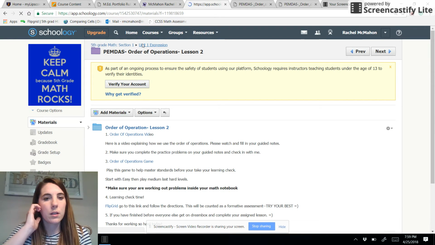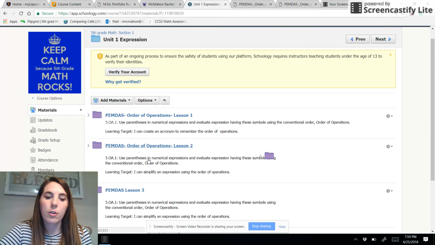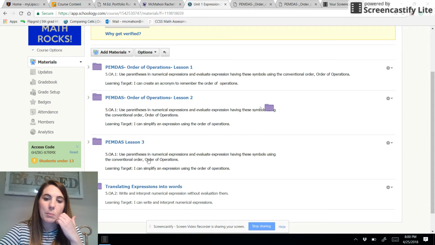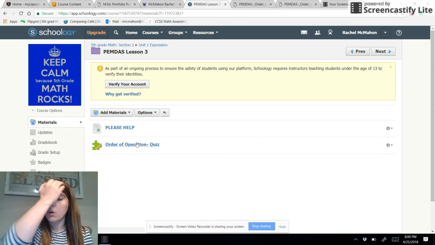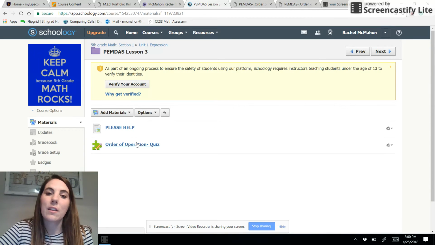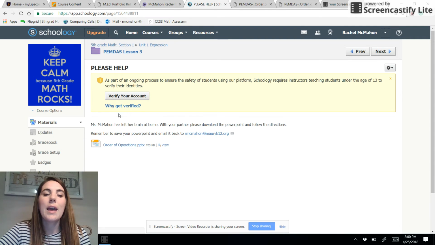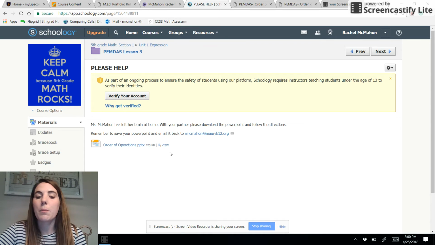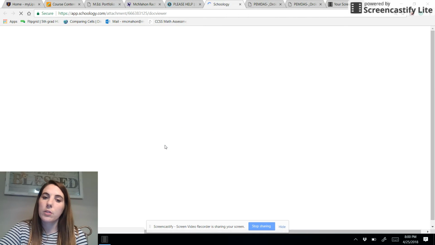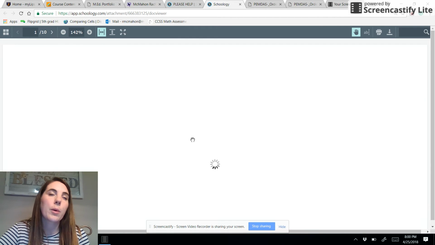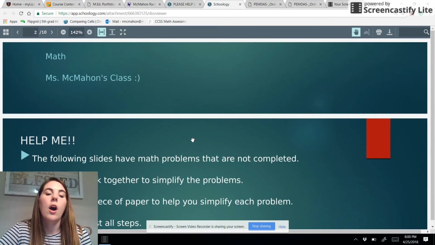So if I go back out and go to my third lesson, it is also simplifying the order of operations, because it's important that we have that explicit teaching and that they are getting it. This is more of a fun activity. They will do it with a partner, but it says please help. So they're going to click on that, and then it tells them what they're going to do. So Miss McMahon left your brain at home, and with your partner, please download the PowerPoint and follow the directions. They're going to have to download this PowerPoint, and on the PowerPoint, it tells them everything they need to do on the second page.